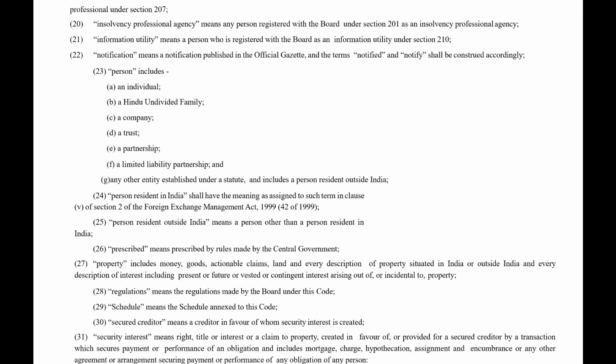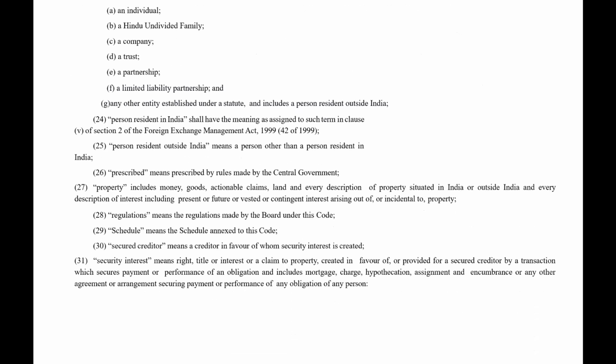Prescribed means prescribed by rules. These two words you will find quite often: prescribed, as may be prescribed. So prescribed means prescribed by rules, and rules are made by the central government.